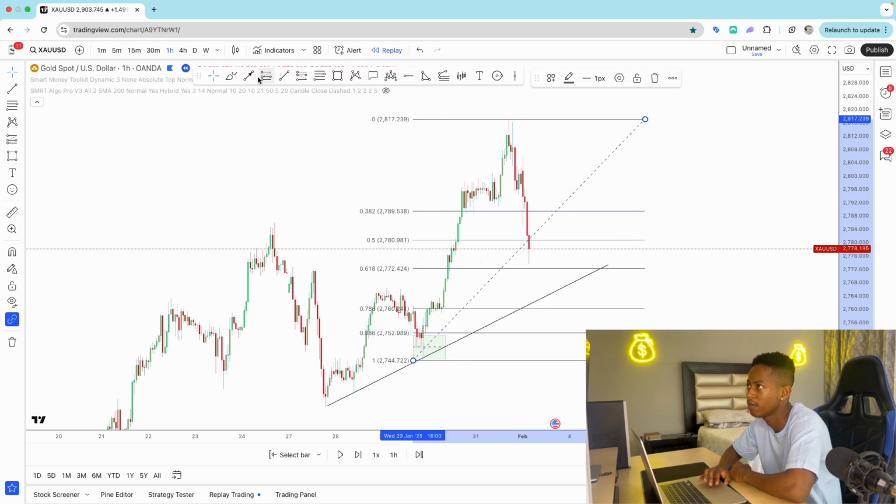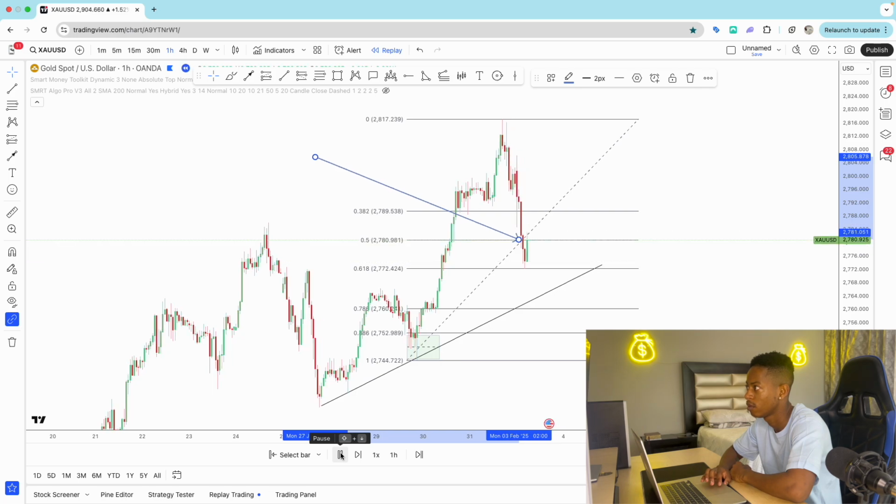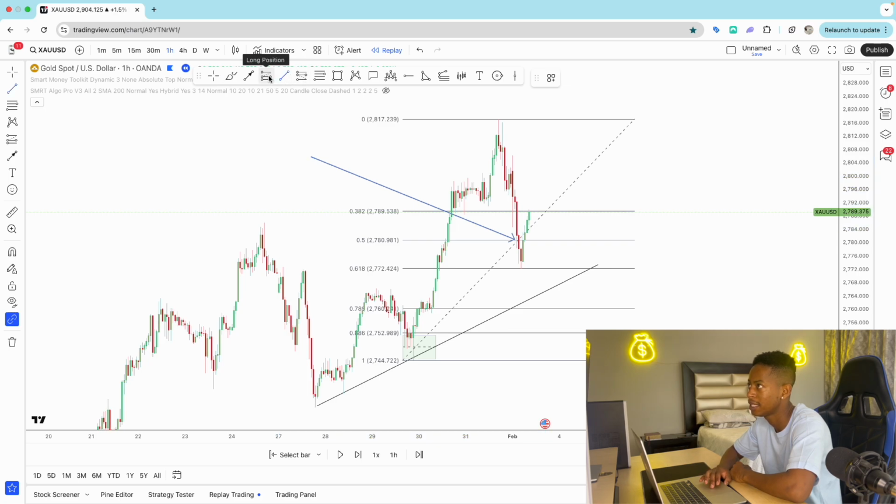And now we can see that price went all the way, it broke below the 38.2, and now it's playing here at the 50% level. Let's just see. Boom, right here is where the engulfing candlestick happened. So basically right here is where we can start by looking into placing an entry.